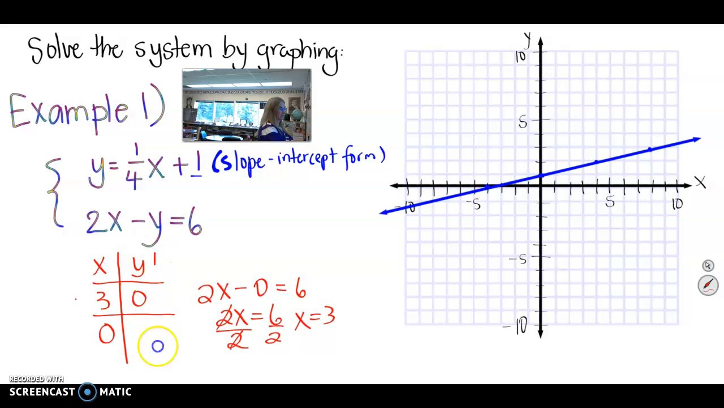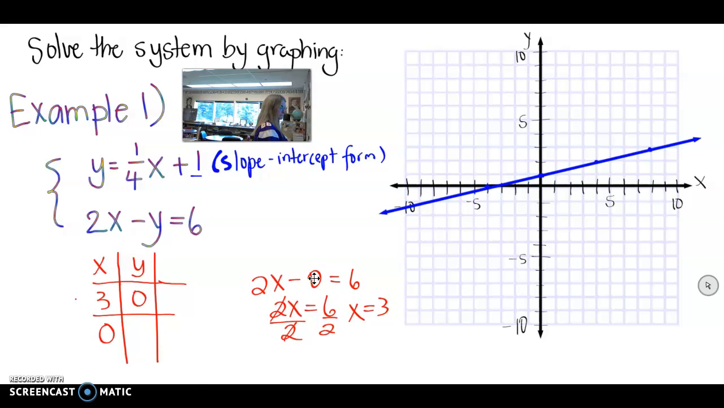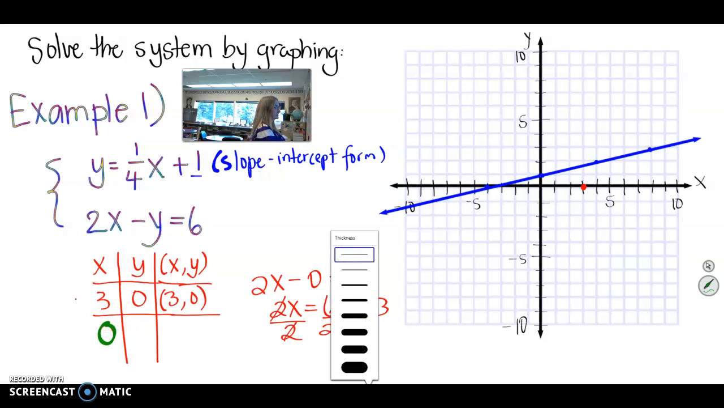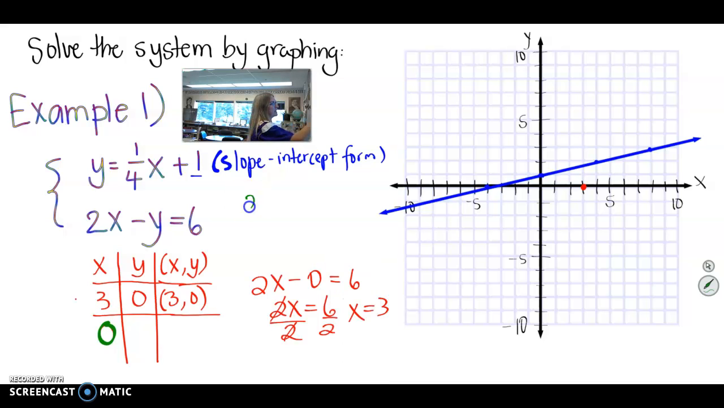So we have this point, my x-intercept. I'll move this over here. The xy ordered pair is 3, 0, which is right here. And then if I put in 0 for x, let me do this in a different color, I would find where it crosses the y-axis. So I'm going to put 0 in for this x, and I'm now going to solve for y. So 2 times 0 is 0, so I get negative y equals 6.